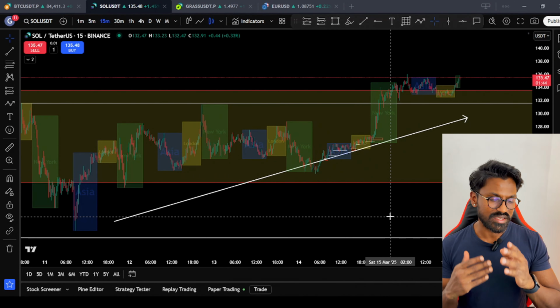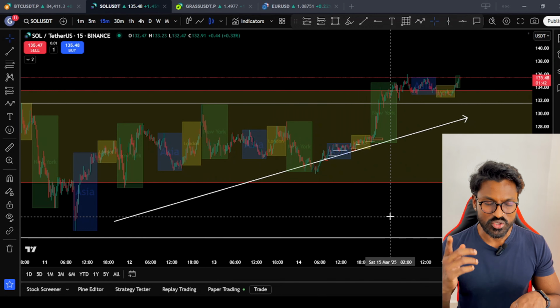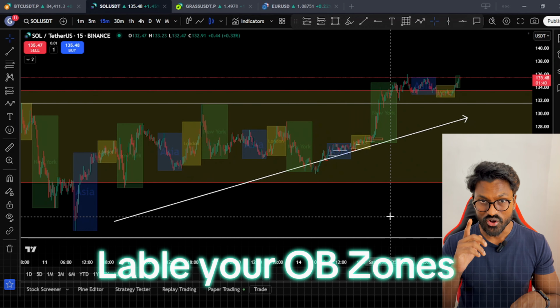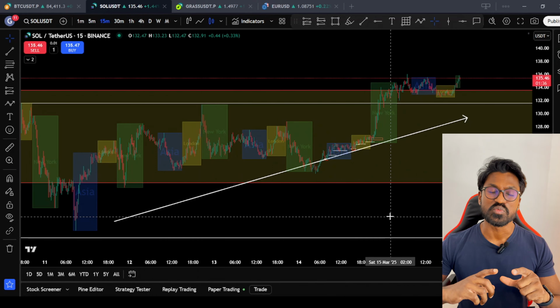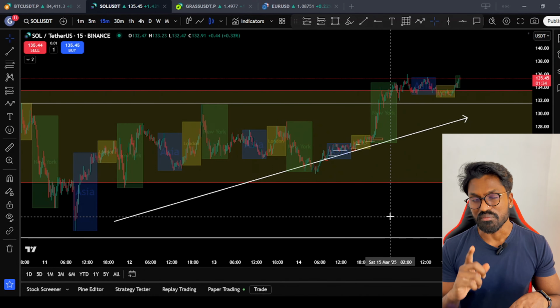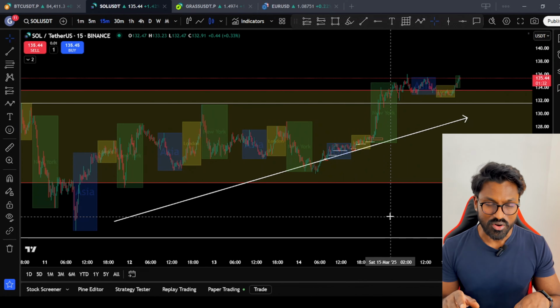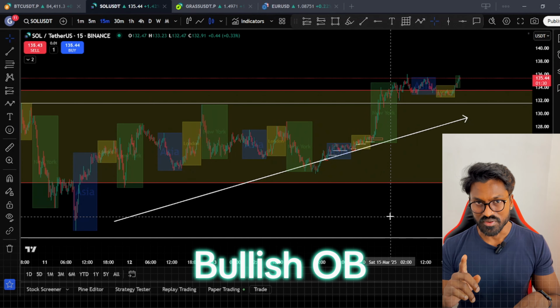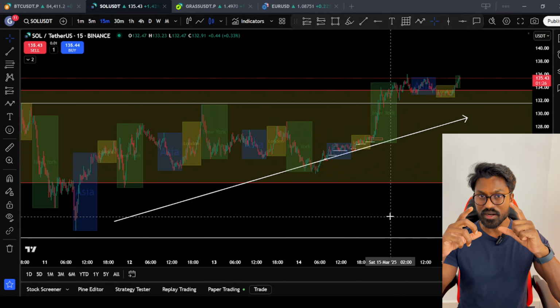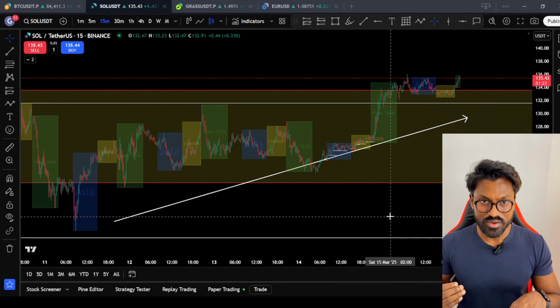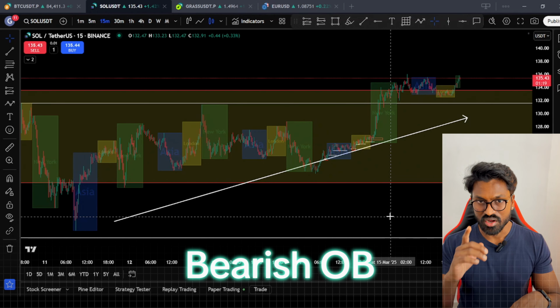Like I said, labeling your fair value gaps, you guys should also learn to label your order blocks. Whenever an order block is in place and is pushing price towards the upside, remember those order blocks are called bullish order blocks. Vice versa, if an order block is placed above price and is causing price to move down, this is what is labeled as a bearish order block.